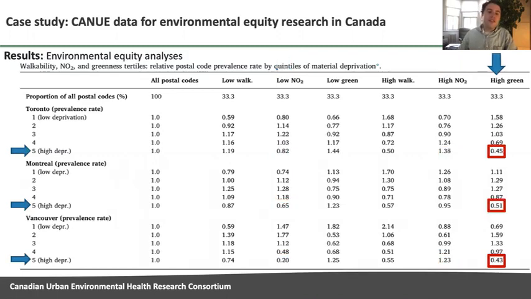Finally, people living in Toronto, Montreal, and Vancouver neighborhoods of high deprivation were also about half as likely to be surrounded by high greenness relative to citywide high greenness prevalence. And relatively low greenness was between 23 and 44% more prevalent in highly deprived postal codes of each city. So essentially, these analyses suggested that environmental inequity is occurring in all three cities and for all three exposures that we examined.